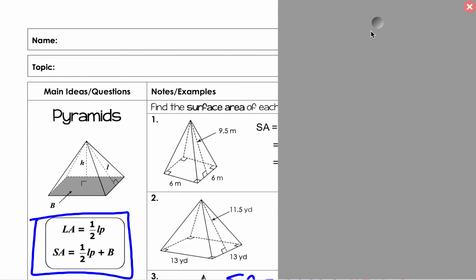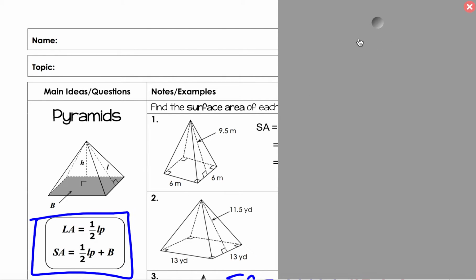If we recall when we were talking about rectangular pyramids, we talked about how you had to find the area of the base and then you had to find the lateral area. Lateral area is found by doing the perimeter times the slant height and dividing by 2. And we know that because they're all triangles, so that's why we have to divide by 2.